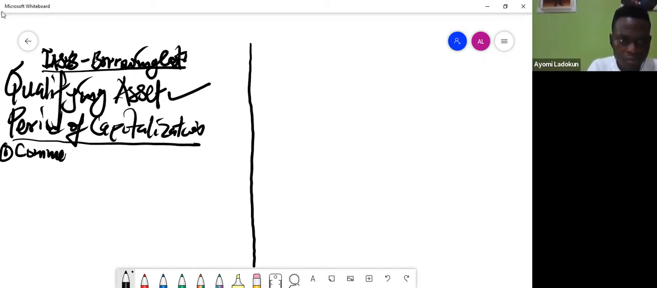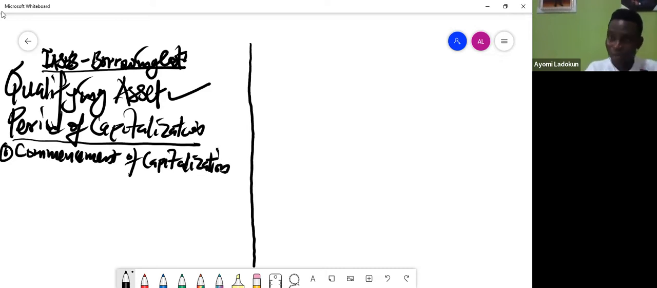Commencement of capitalization. I'm not going to write all those conditions, so I'll just be saying it, save time. Everything I'm saying is in your notes. Is that okay? All right. Now, commencement of capitalization. What does that mean? When will I start to capitalize interest on a qualifying asset or interest on borrowing relating to a qualifying asset?